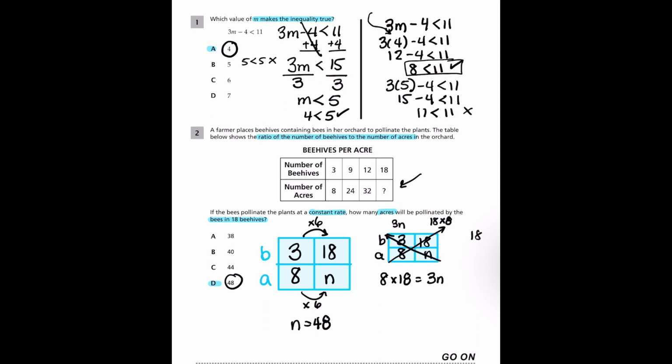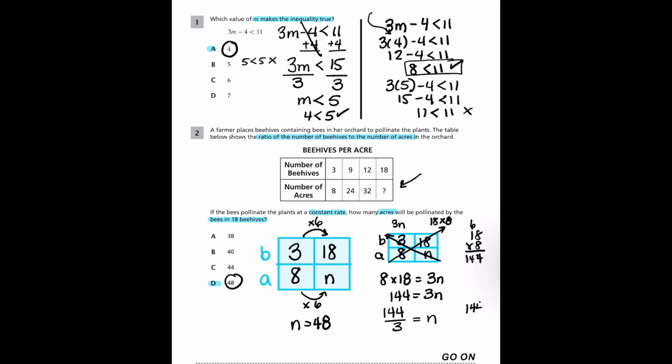18 times 8. 8 times 8 is 64. 8 times 1 is 8 plus 6 is 14. So 144 is equal to 3 times a number. I'm going to rewrite that as a division sentence. 3 times a number is equal to 144. So I know 144 divided by 3 will give me that number. That is another true statement. So I would have to do division.